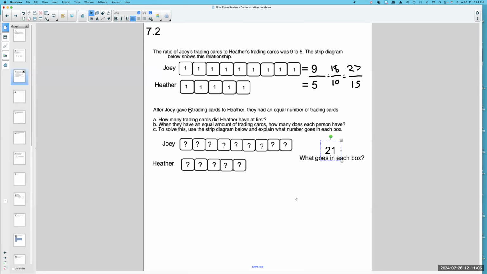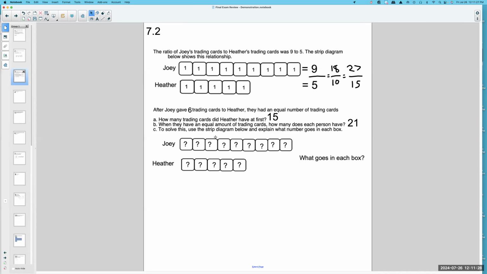Part B is 21. When Joey gives away 6 of his 27 to Heather, she now has 21, and so does he. And then if you look at part A, how many trading cards did Heather have? We're using this fraction. Heather had 15 at first. And again, it could have asked how many did Joey have? He would have had 27.